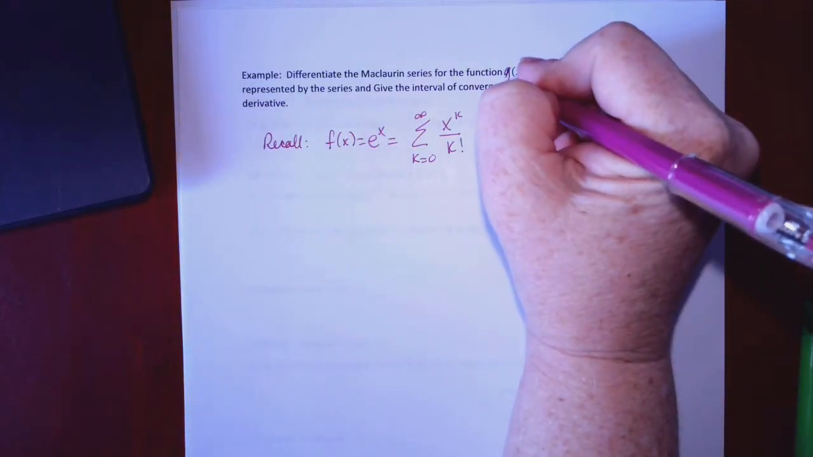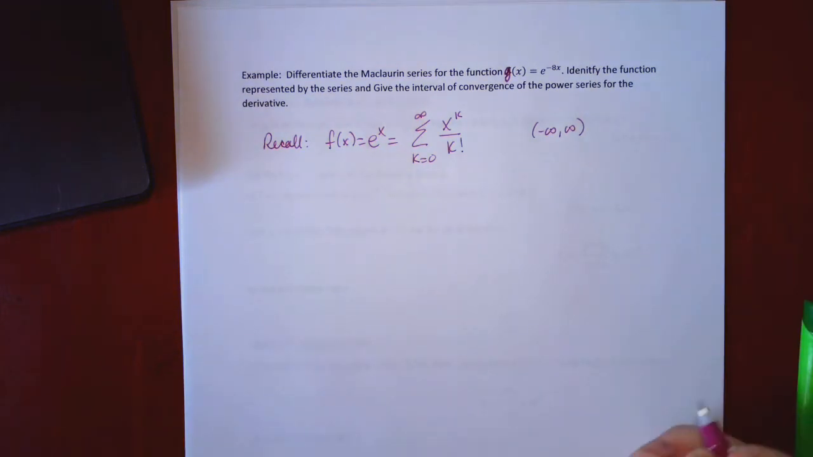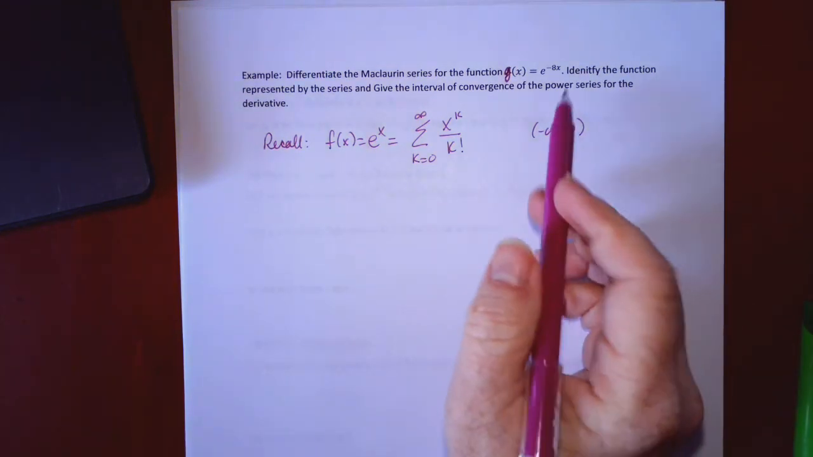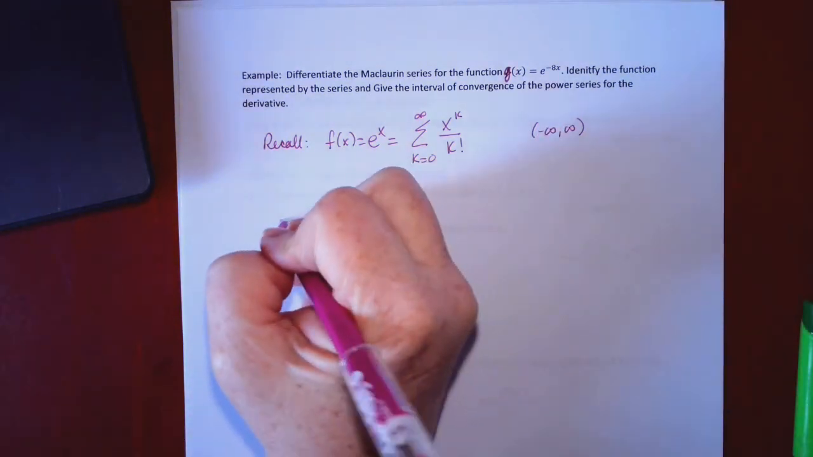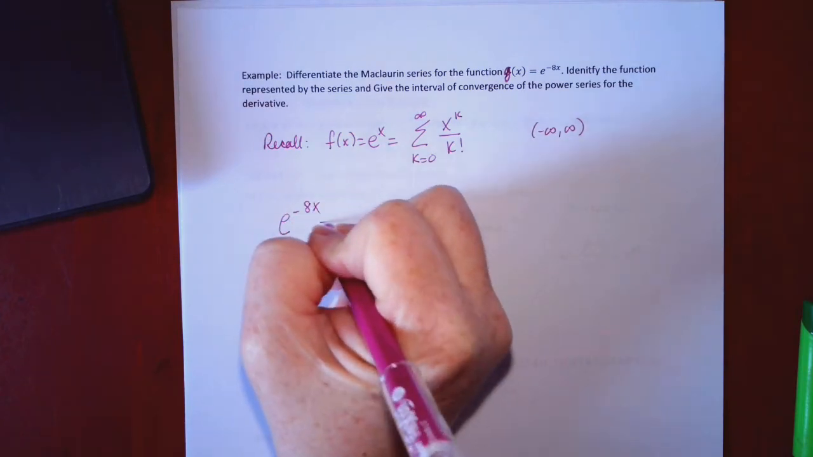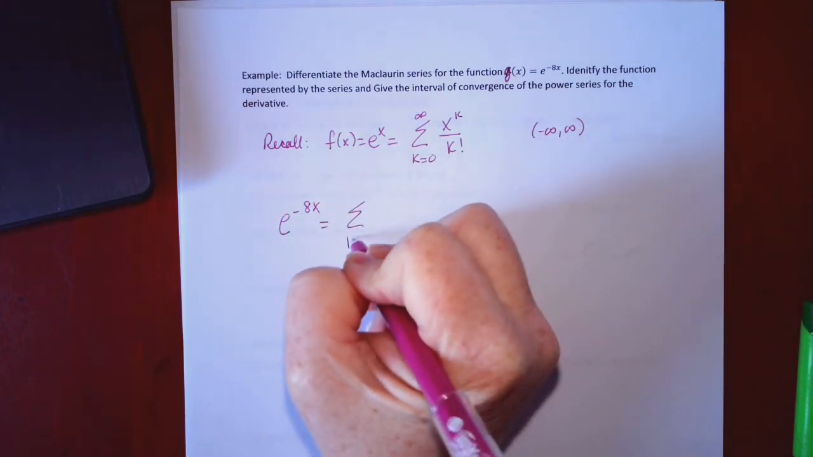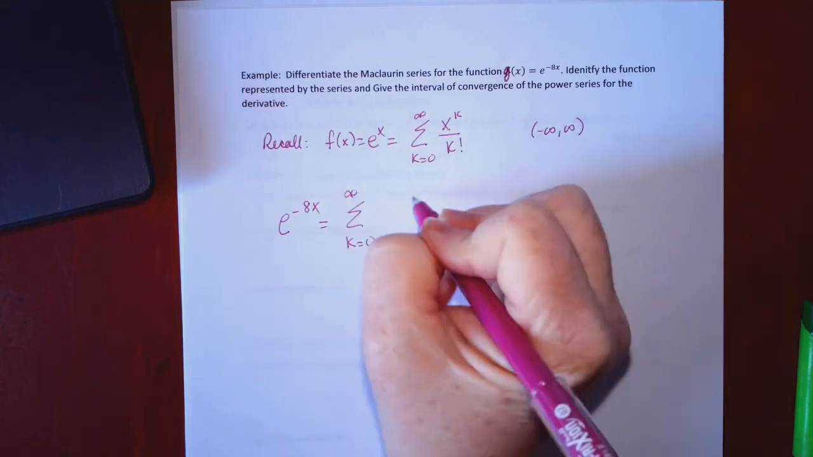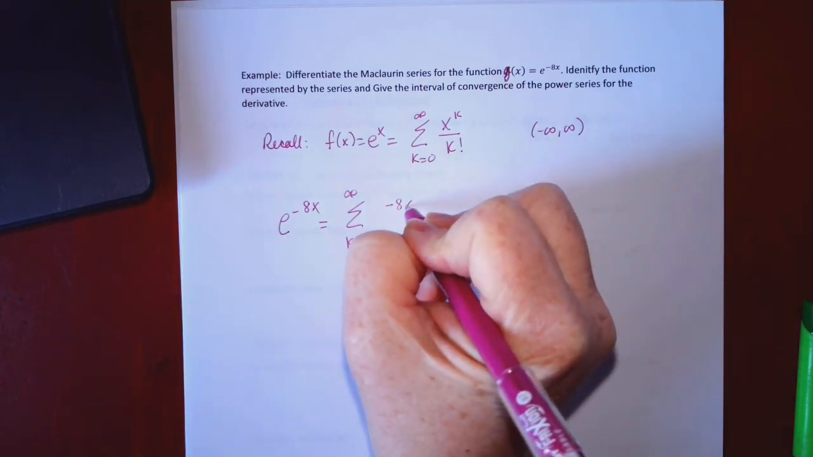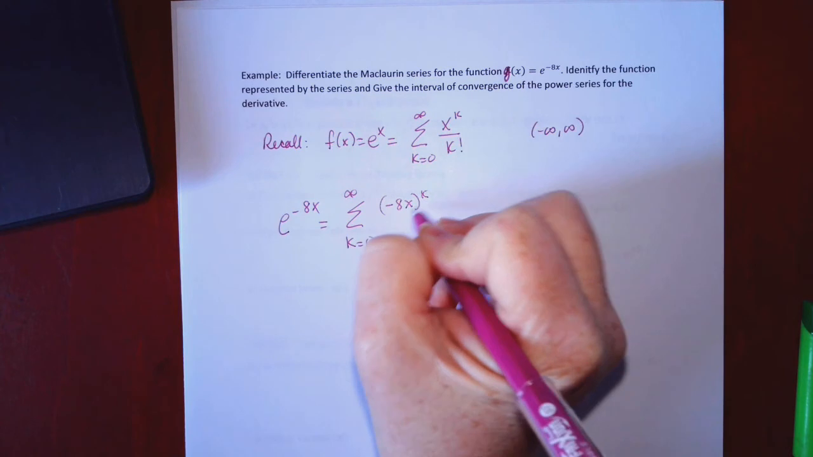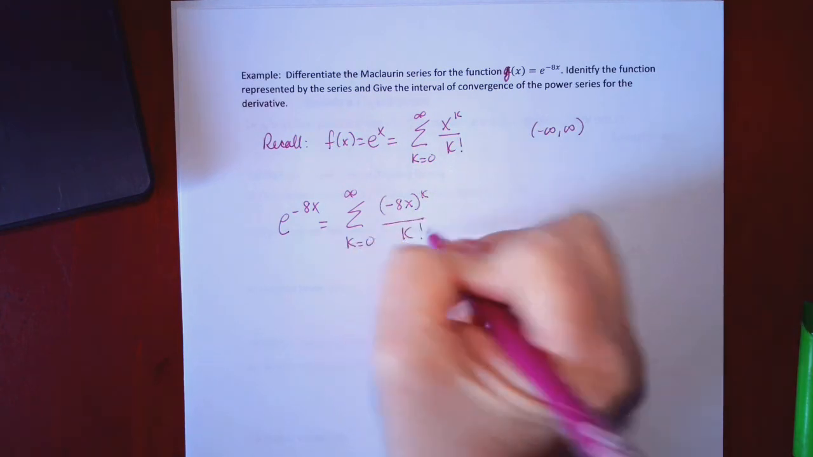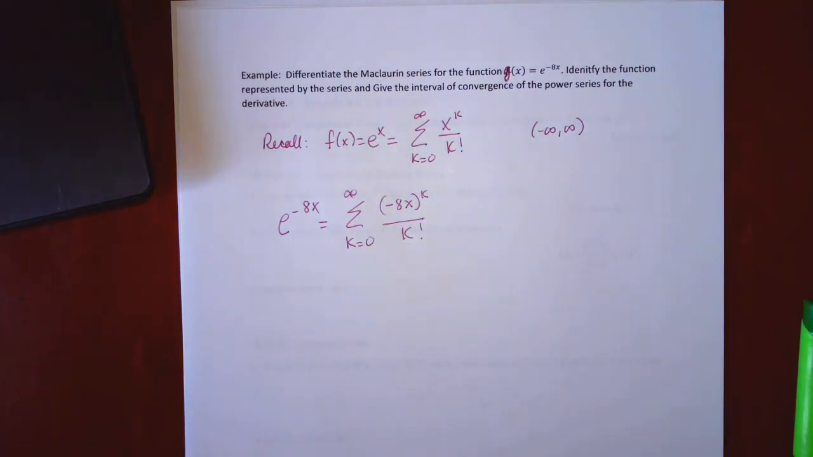Now, if we use that to find a power series representation for e to the negative 8x, that would be the summation from k equals 0 to infinity of negative 8x to the k over k factorial. Now that part we've done before, right? Is everybody okay with that part so far?